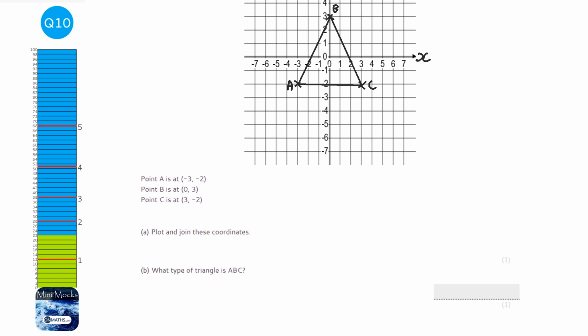Now question B says what type of triangle is ABC? So looking at it, it looks like this length here and this length here are exactly the same length. So when we've got a triangle with 2 sides the same length, it's an isosceles triangle.